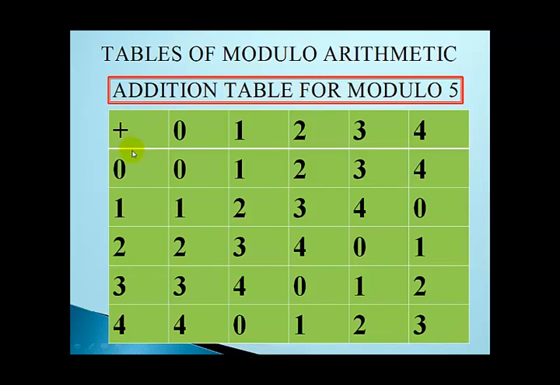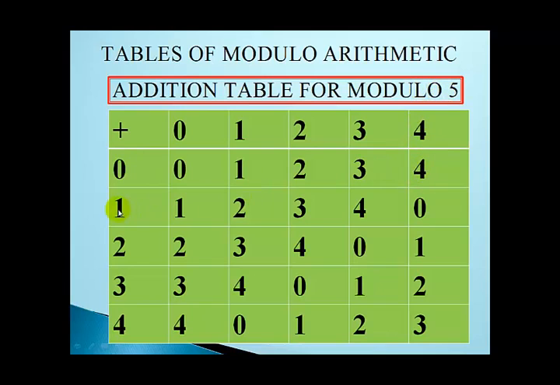So now let's start. 0 plus 0 equals 0. If the answer is not up to the modulo, write the number. 0 plus 1 equals 1. 0 plus 2 equals 2. 0 plus 3 equals 3, and 3 in mod 5 equals 3 because it's not up to the number. Now 0 plus 4 equals 4. 4 in mod 5 is 4 because it's not up to the modulo.